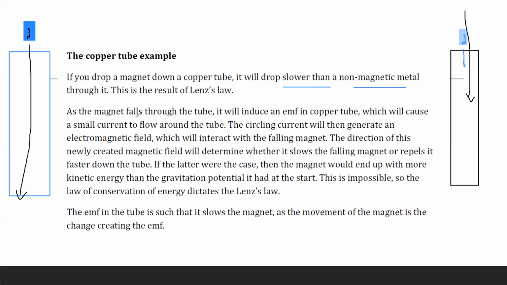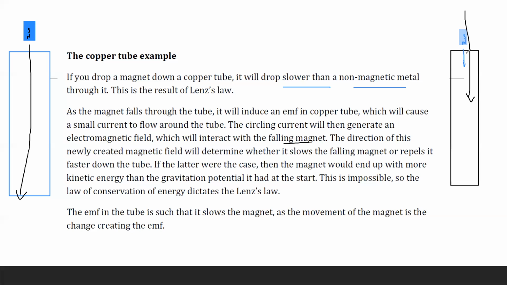As the magnet falls through the tube, it will induce EMF in the copper tube, and this will cause a small current to flow around the tube, and the circling current will generate a magnetic field which will interact with the falling magnet. The direction of the new field created always tries to resist the change. That's why it tries to repel or slow down the magnet. Otherwise the magnet would end up with more kinetic energy.